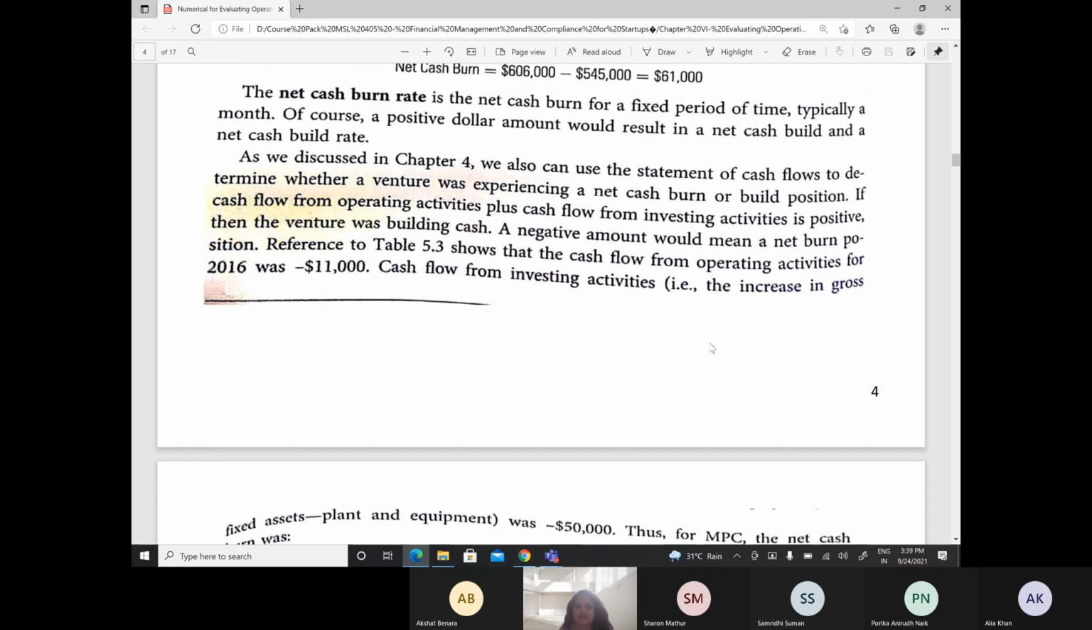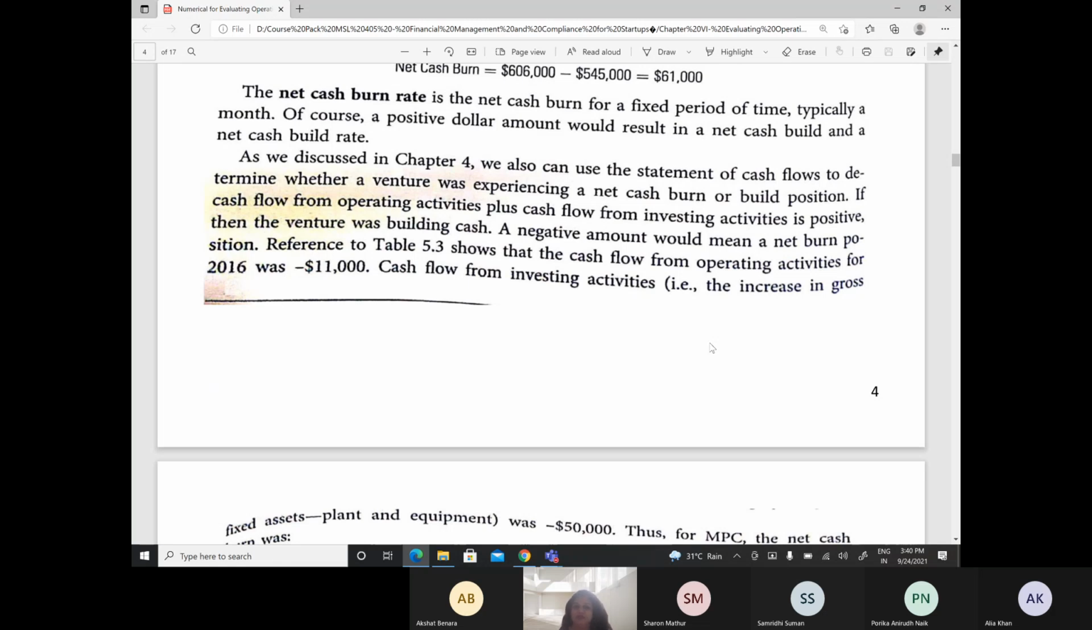The net cash burn rate is the net cash burn for a fixed period of time, typically a month. Of course, a positive dollar amount would result in a net cash build and a net cash build rate. As we discussed in chapter 4, we also can use the statement of cash flows to determine whether a venture was experiencing a net cash burn or build position. If cash flow from operating activities plus cash flow from investing activities is positive, then the venture was building cash. A negative amount would mean a net burn position.